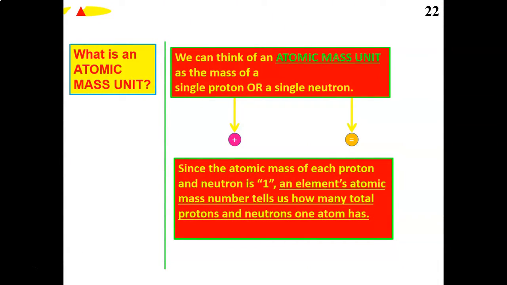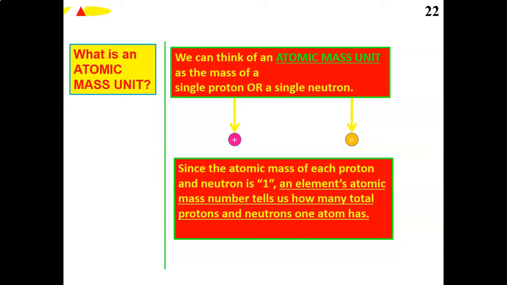So what is an atomic mass unit? They needed to develop some system to determine what's the mass or weight, if you want to think of it as that, of things really light, such as atoms. So we can think of an atomic mass unit as the mass of a single proton or a single neutron. Protons and neutrons weigh just about the same. Neutrons are actually slightly heavier, but we're not going to concern ourselves with that. We're going to treat them as though they weigh exactly the same. And that weight is called an atomic mass unit.